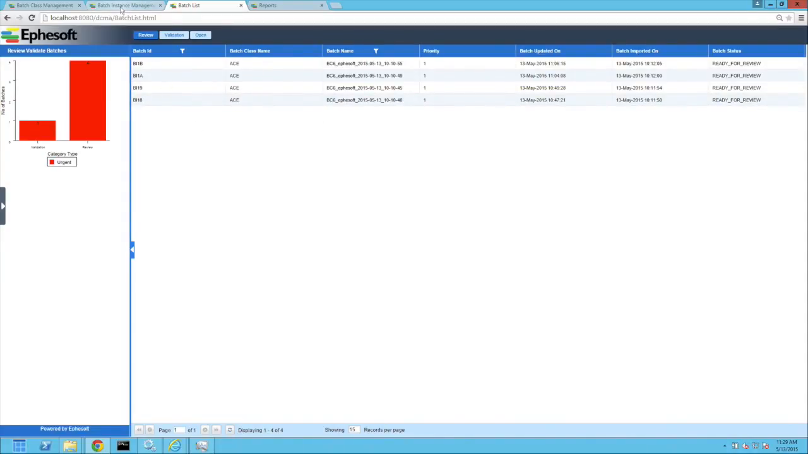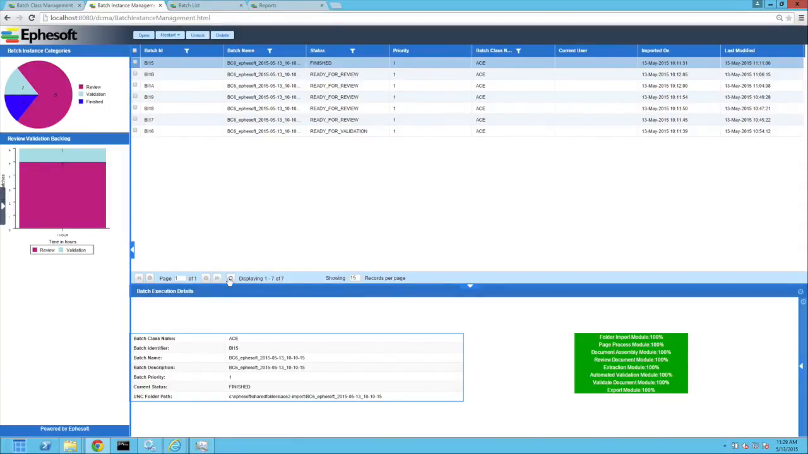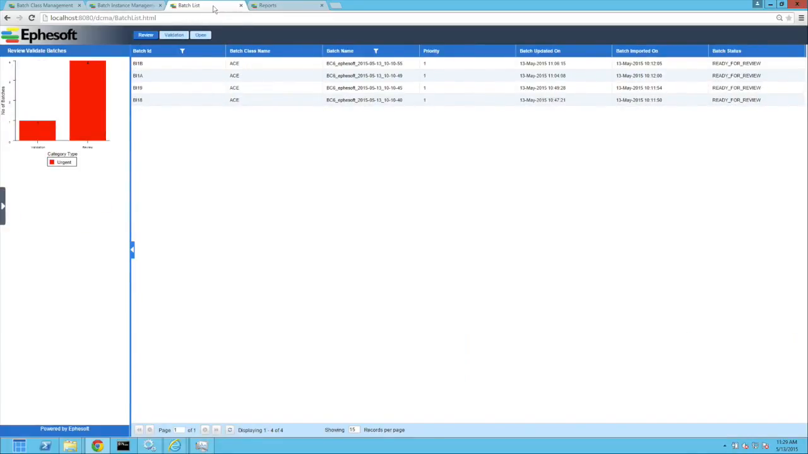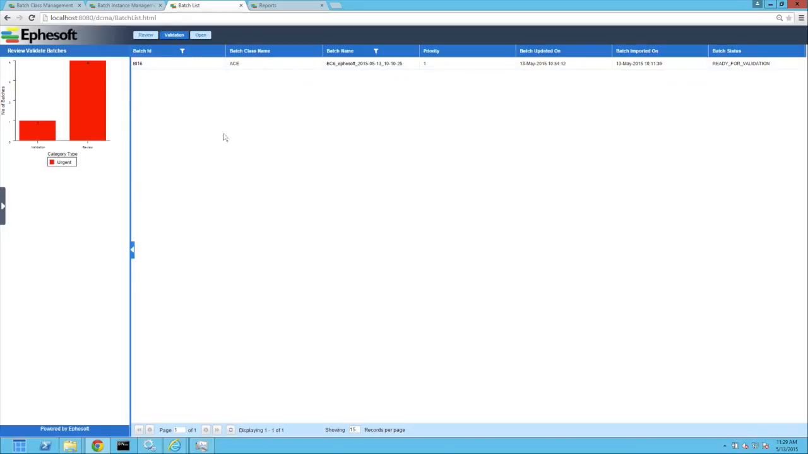If we go back to the batch instance manager inside of the administration screen, we can see that now it's ready, and in just a few moments it will be running again and moving into the extraction. The same thing goes with the validation. So I won't open this up. I'm trying to keep this video short. I encourage you to go ahead and contact us if you want more information about this. It's going to do the same thing with the validation screen. So we would be able to see the various extraction values, and it would take us to any exceptions that occurred there.